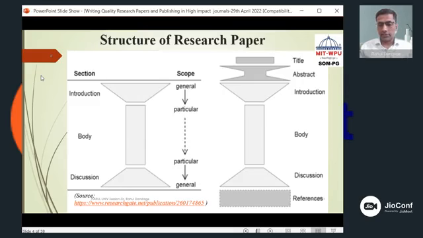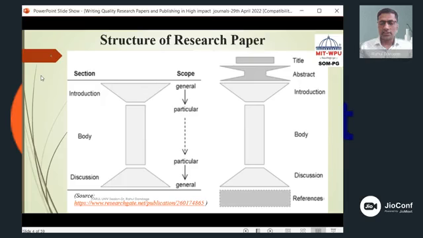Then comes the next part, the introduction. Again the shape indicates how our introduction should start. In the introduction we should start with the broader view, with a generalized way of defining the particular concept, the domain in which we are carrying out the research work, what research has been done till now, and then how we come to the actual research, how we narrow down the concept to find the research gap or the research problem, and how we are going to deal with that particular research problem.